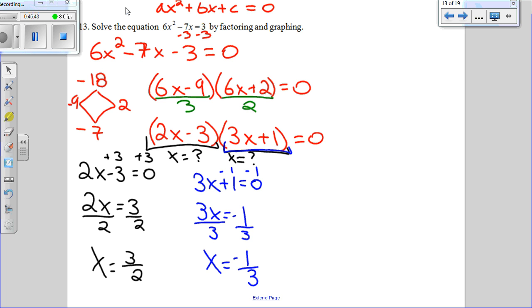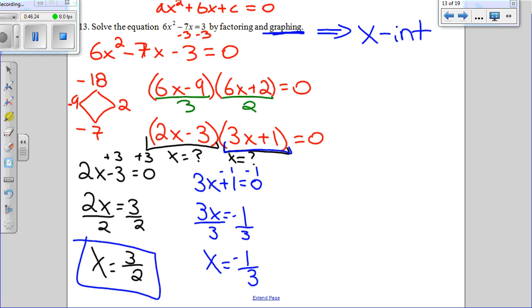You're finding the x-intercepts. When it says solve, that means find the x-intercepts. So if I wanted to solve this by graphing, what would I need to calculate? The x-intercepts. That's what I'd be looking for on my calculator, which we just practiced on the last slide. These would be the same answer. The x-intercepts would be 3 over 2 and negative 1 over 3. It would just give you decimal form, so it would be 1.5 and negative 0.33333. I recommend you factor when you can.